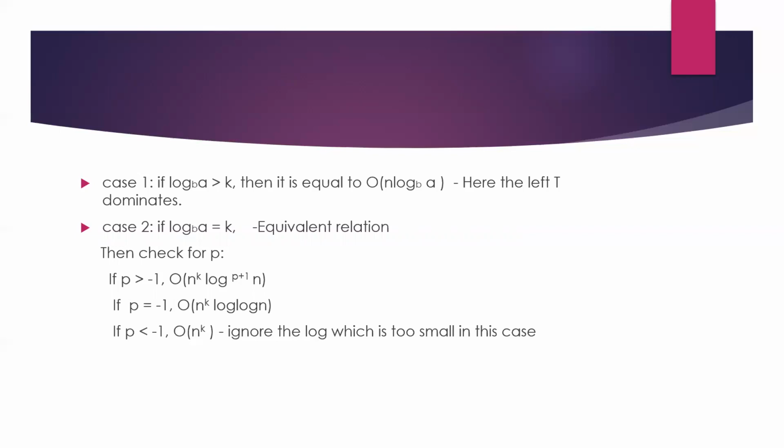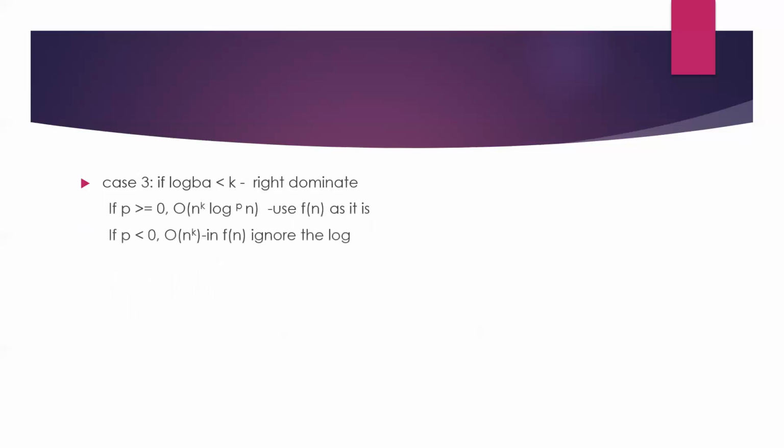Since both are equal, next comes the check for p. If p is greater than -1, it is going to be O(n^k log^(p+1) n). If p is equal to -1, it's going to be O(n^k log log n). And if p is less than -1, it's going to be O(n^k). In this case we are ignoring the log, which is too small, so we are just ignoring it.